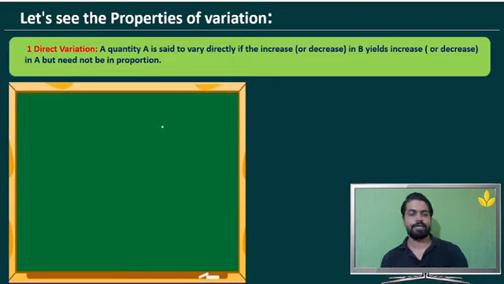So one is direct variation. What do you mean by direct variation? Quantity A is said to be varying directly if an increase in B yields an increase in A, or a decrease in B yields a decrease in A. That means A is depending upon B. If B increases, A increases. If B decreases, A decreases. Such a variation is called direct variation.